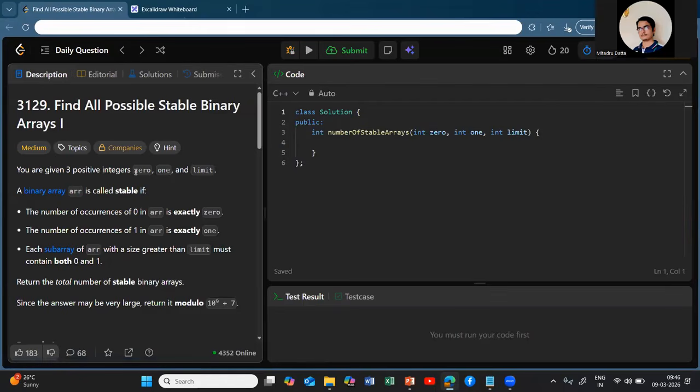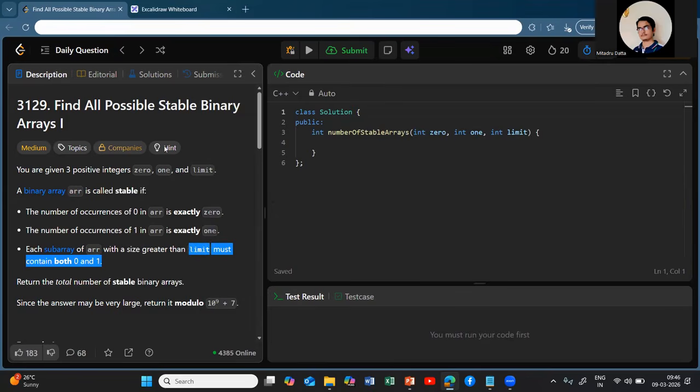You are given three positive integers: zero, one, and limit. A binary array is called stable if the number of occurrences of 0 in the array is exactly zero, the number of occurrences of 1 is exactly one, and each subarray of the array with size greater than limit must contain both zeros and ones. What this means is that a subarray with a size greater than limit must contain both zeros and ones.